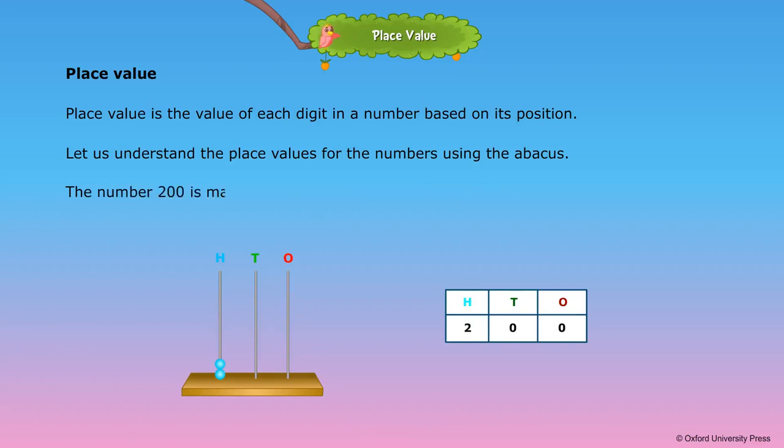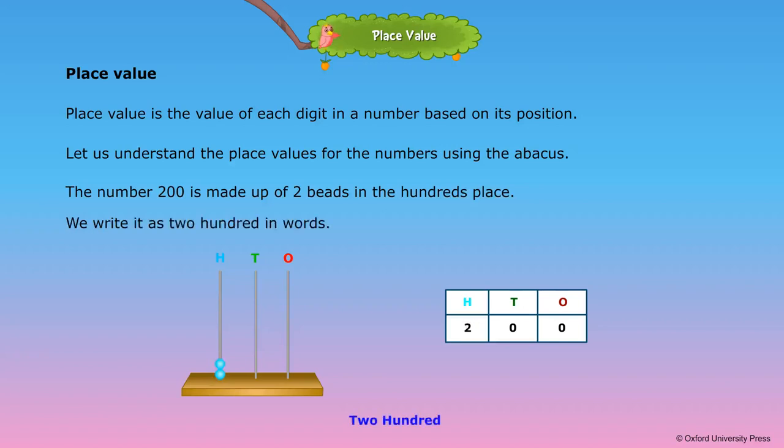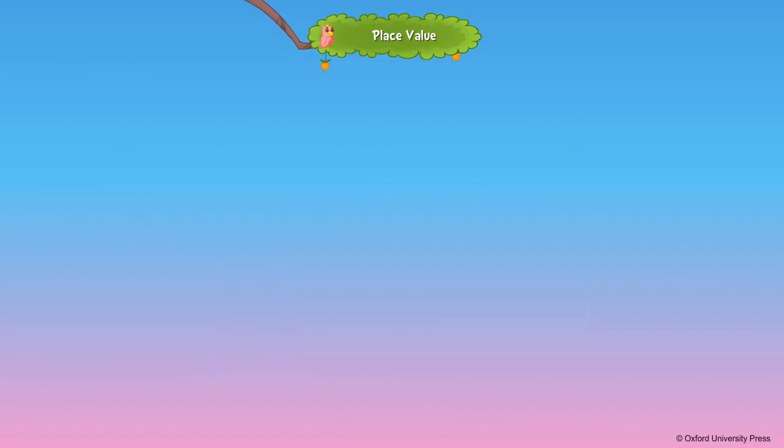The number 200 is made up of two beads in the hundreds place. We write it as 200 in words. All the numbers in the abacus shown here are in multiples of hundreds.